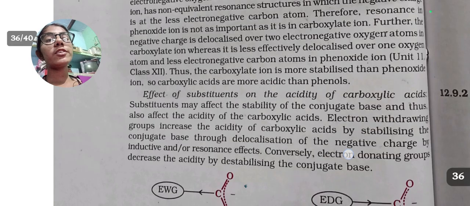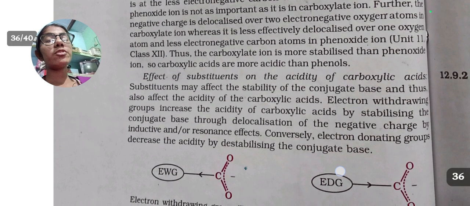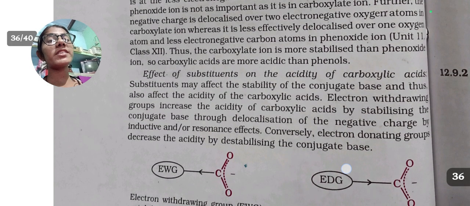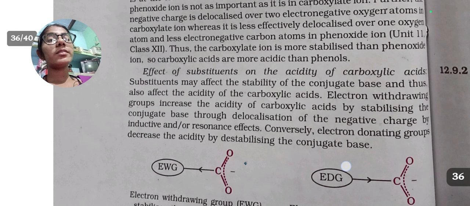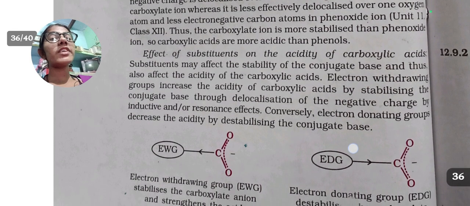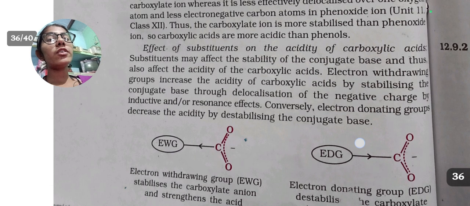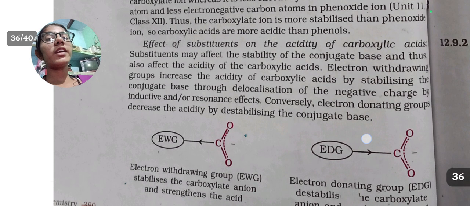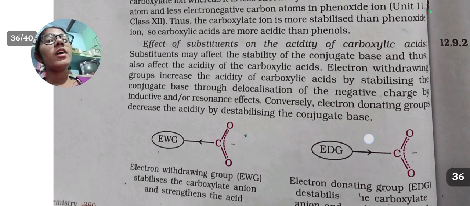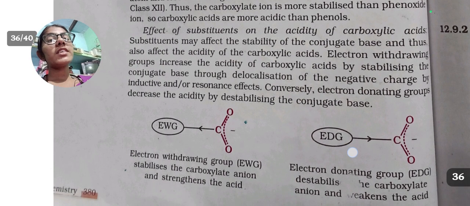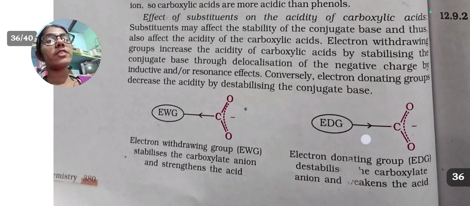In fact, the substituents on the carboxylic acid may affect the acidity of the conjugate base, and thus they also affect the acidity of the carboxylic acid. Electron withdrawing groups increase the acidity by delocalization of the negative charge through the inductive and resonance effects. Conversely, electron donating groups decrease the acidity by destabilizing the conjugate base.